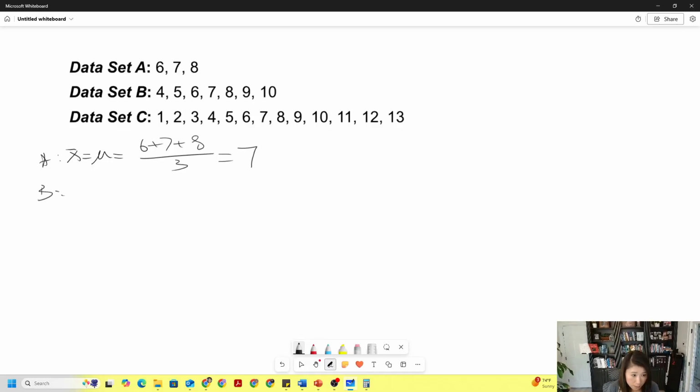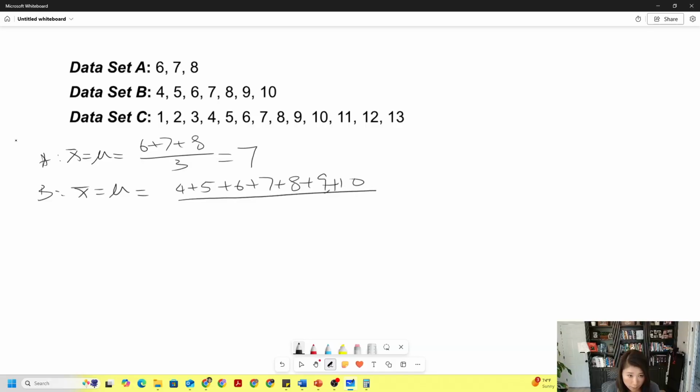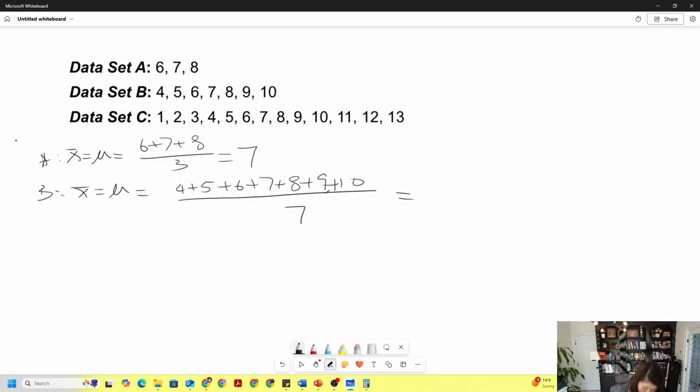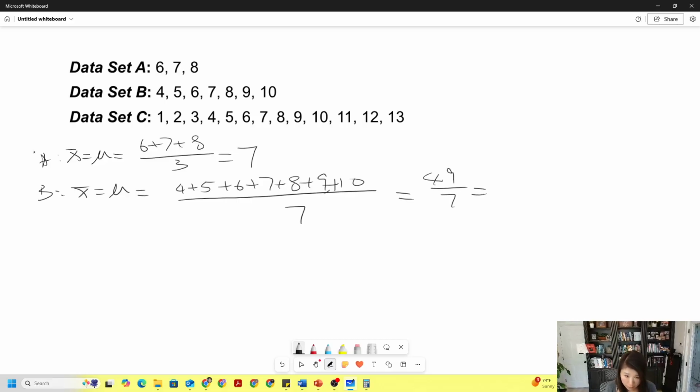And the B, the same. Regardless of how we consider it, it's 4, 5, 6, 7, 8, 9, and 10, and then divided by 1, 2, 3, 4, 5, 6, 7. So 4 plus 5 plus 6 plus 7 plus 8 plus 9 plus 10 gives me a numerator of 49, divided by 7, that gives me 7. And the C, 1 plus 2 plus 3 plus 4 plus the rest of the numbers plus 11 plus 12 plus 13.